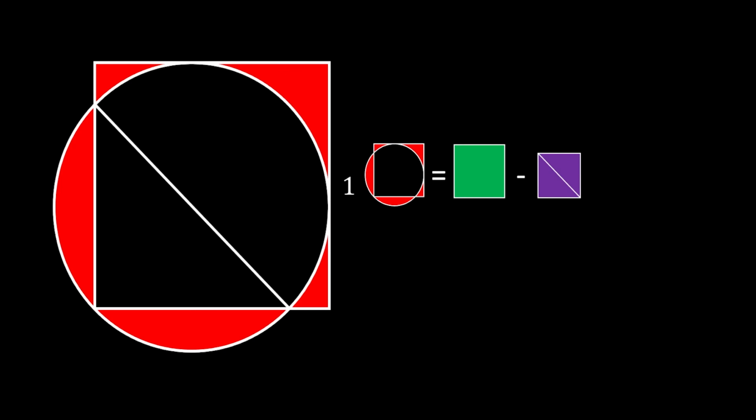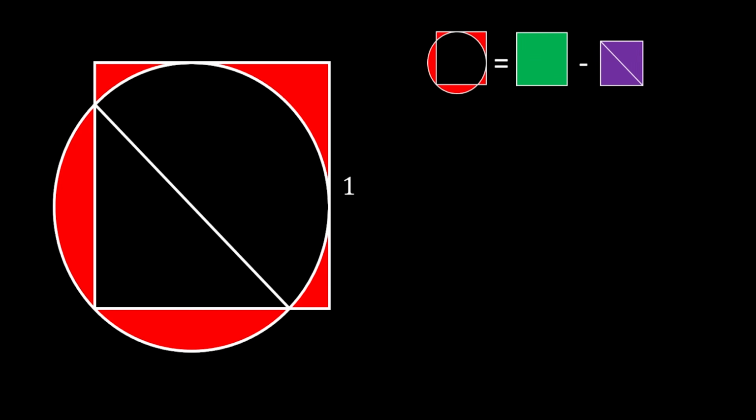So the shaded area will be equal to the area of our big square minus the area of this small, newly formed purple square. Now we will try to find the side of this purple square. First we will mark the center of our circle, and we will pull a line from the center of our circle to the bottom left vertex of the square. This line will represent the radius of our circle.